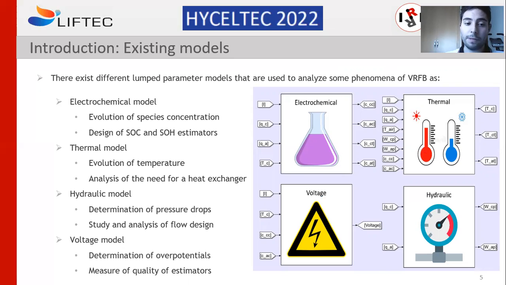Finally, one of the most important models is the voltage model, that makes it possible to determine the voltage profile that is obtained for any type of battery. In this case, it uses, as will be seen, the Nernst equation, but it must also determine the different overpotentials, such as the activation, the concentration and the ohmic overpotentials. In this way, this variable is used as a measure of quality of different estimators, as for example, the state of charge and state of health estimators.